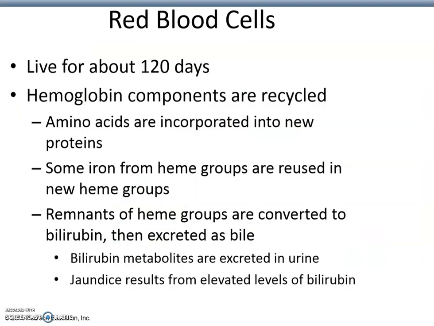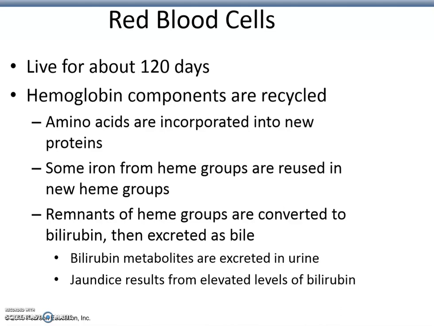Here's sort of your summary for the red blood cells. They live about 120 days. The hemoglobin components are recycled as much as possible, especially the iron needs to be recycled. And then we do have some waste products that get excreted via kidneys or the fecal material.